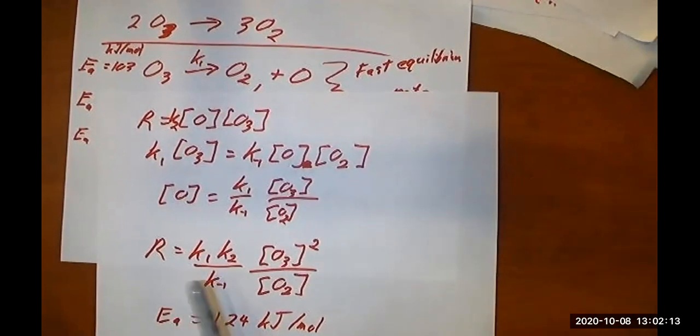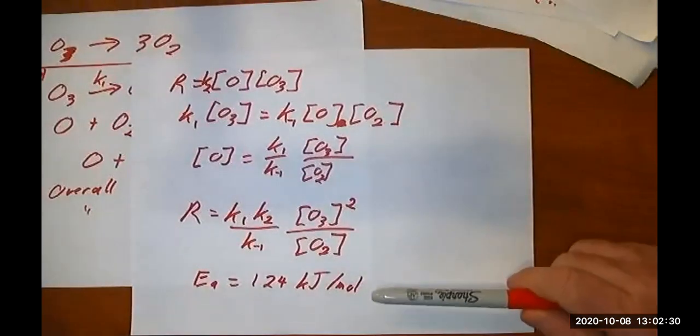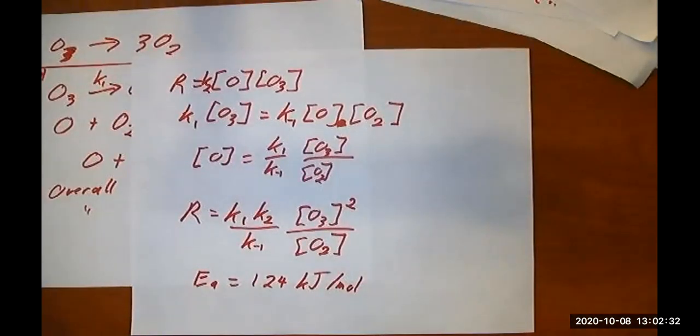Based on the rate constants that we have here, our activation energy is going to be the activation energy for step 1 plus the activation energy for step 2 minus the activation energy for step -1. And so that gives us an overall activation energy of 124 kilojoules per mole.